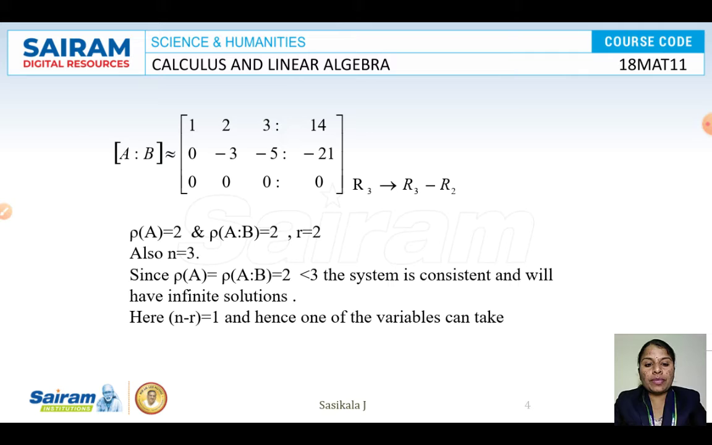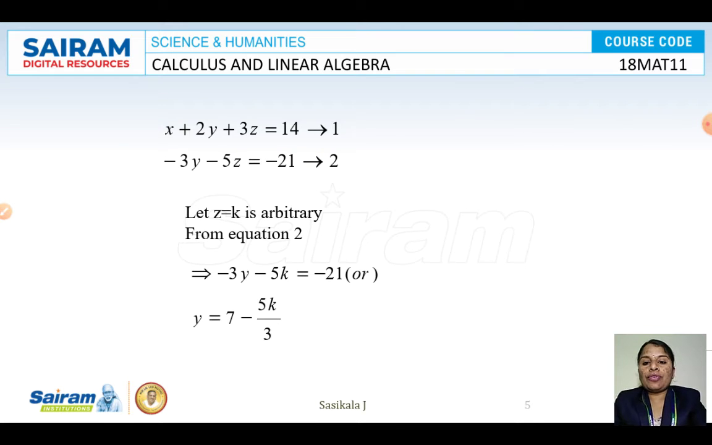So now the system is consistent and will have an infinite solution, and for that we introduce an arbitrary constant. How do you get the number of arbitrary values? It is n minus r, the number of unknowns minus the rank, which is 3 minus 2 equal to 1, and hence we take one variable. I am going to consider it in terms of z. You can see from the third equation, everything has gone to 0, so I am going to assume an arbitrary value in terms of z.